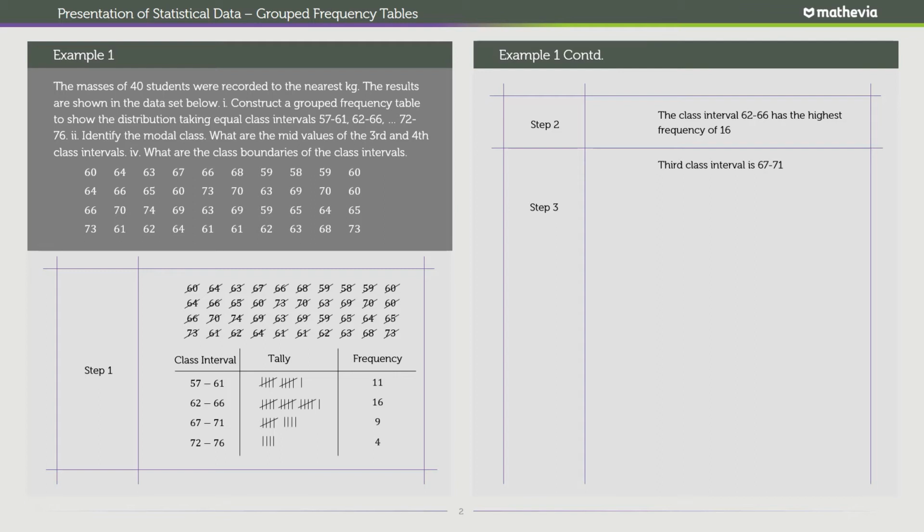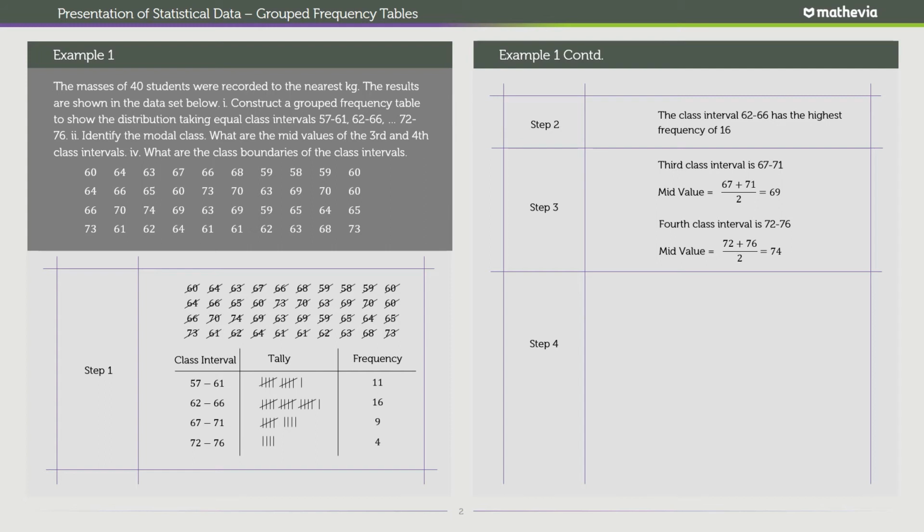For the third class interval, we have 67 to 71. Again, the mid-value is 67 plus 71 divided by 2, and if you work that out, you would end up with 69. And then for the fourth class interval, we have 72 to 76. We have 72 plus 76 divided by 2, which gives you 74. Very simple. That's pretty much it.